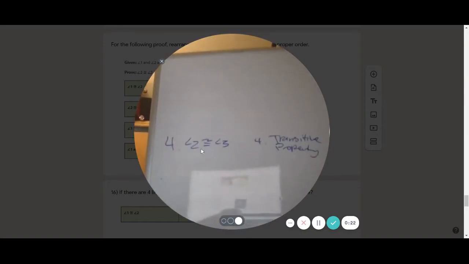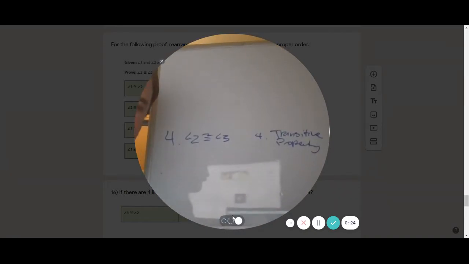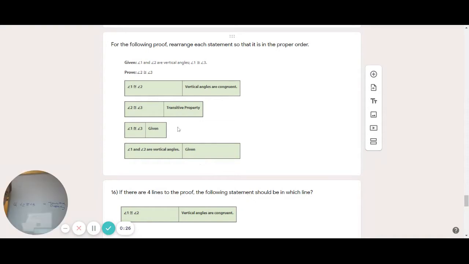So we'll get there eventually, but I think if we start with the fact that they are congruent, if we start with the fact they're vertical angles, we can then go from there and establish something else. If we just start with this given that 1 is equal to 3, we can't really do anything with it. So let's start with this.